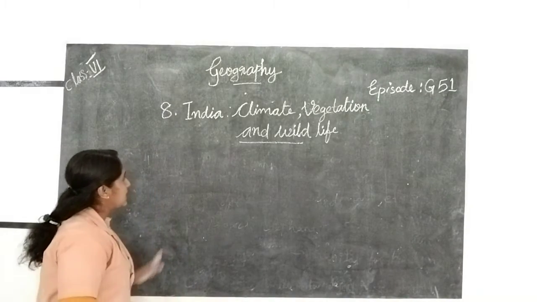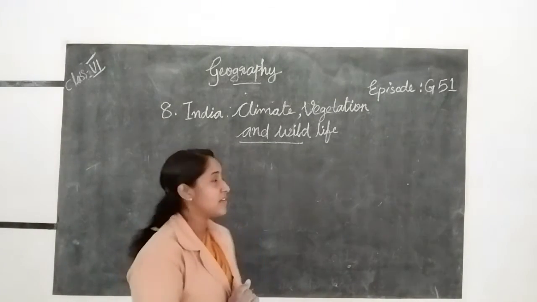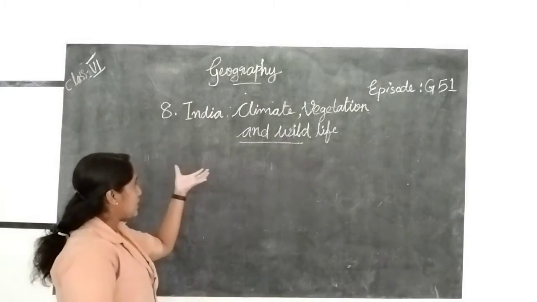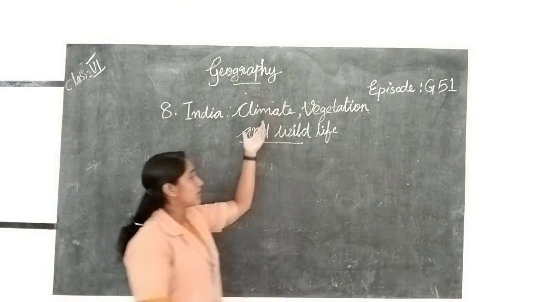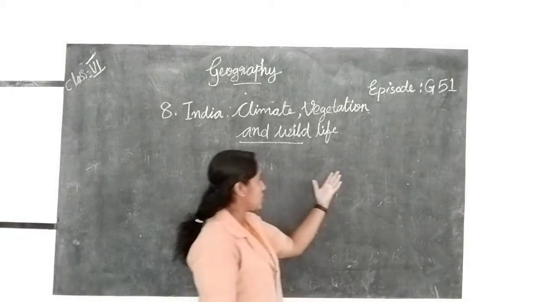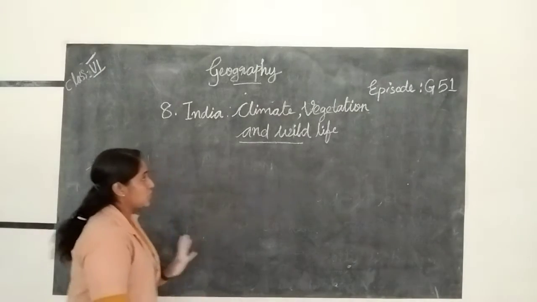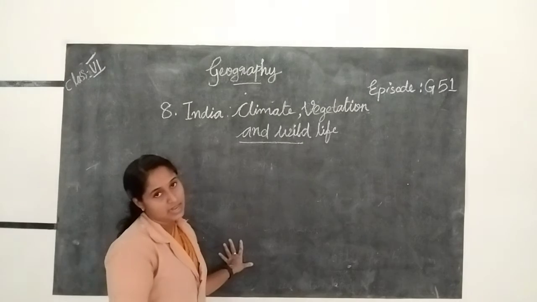Our 8th chapter: Indian climate, vegetation and wildlife. In the previous class, we discussed the climate and vegetation of India. In the case of climate, we have 4 seasons, and in vegetation, we have 5 types of vegetation in India. Today we are going to study wildlife.